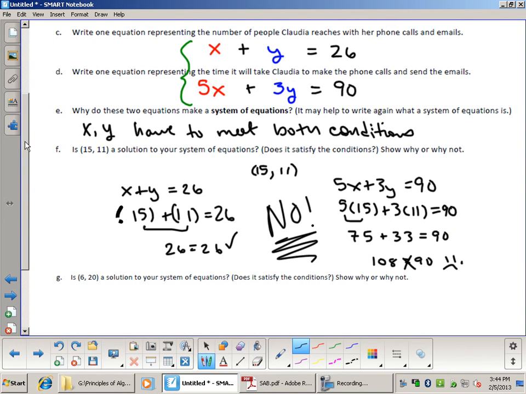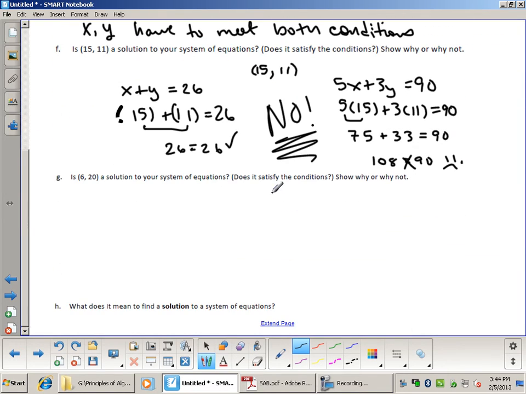Let's see, 6 comma 20. Let's check our equations again. x plus y equals 26. And on the right, we have 5x plus 3y equals 90. I can already kind of look ahead that it's going to meet this one, because definitely 6 plus 20 is going to be 26. But we want to go ahead and show it.